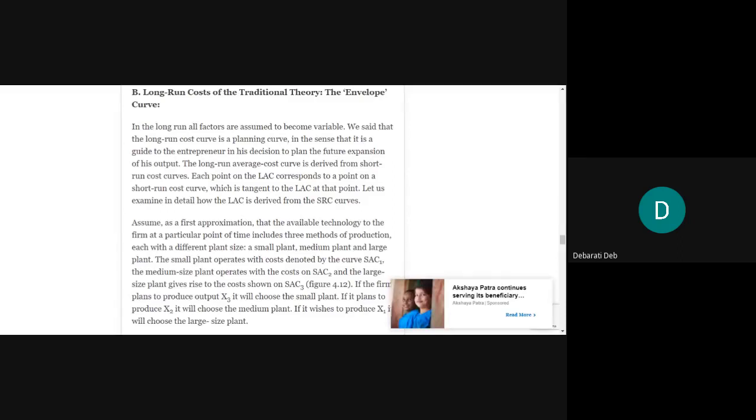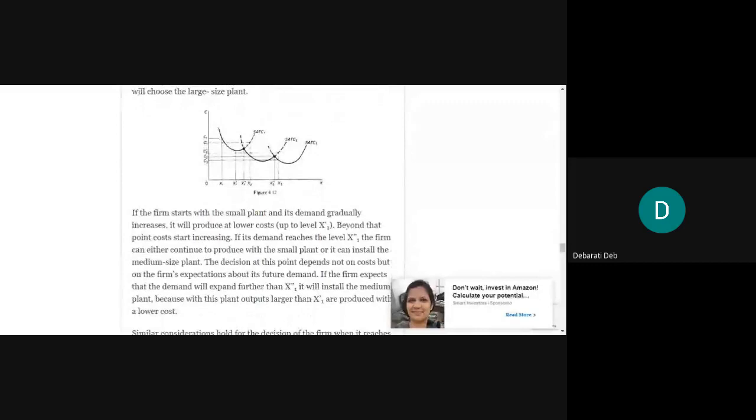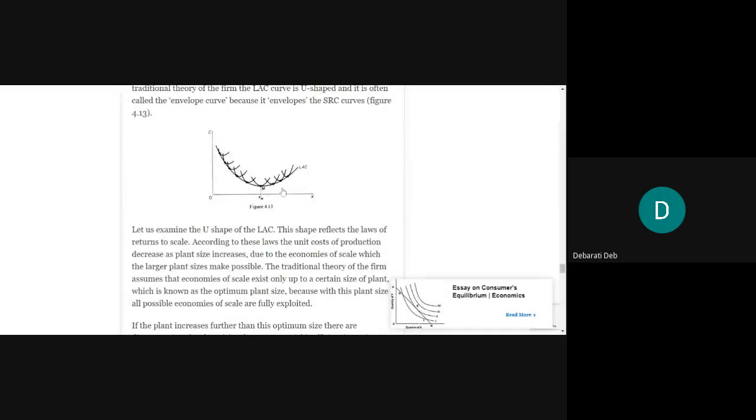Let me show you the diagram. These are the short run cost curves, and this will be the look of a long run cost curve. Each of these small curves is being plotted, and each point on the long run average cost curve is a tangent to a short run cost curve, isn't it? So this is the concept. This is why it is also called an envelope curve, because within this envelope there are so many short run cost curves.